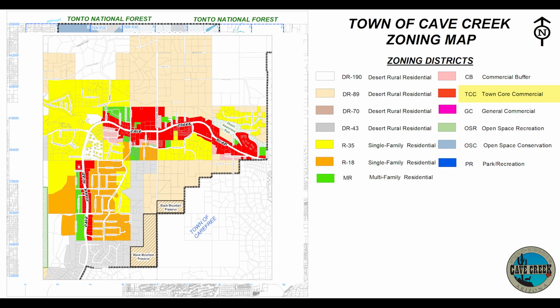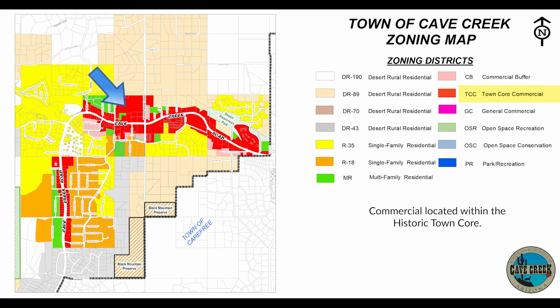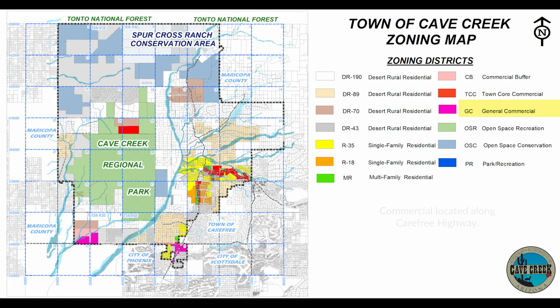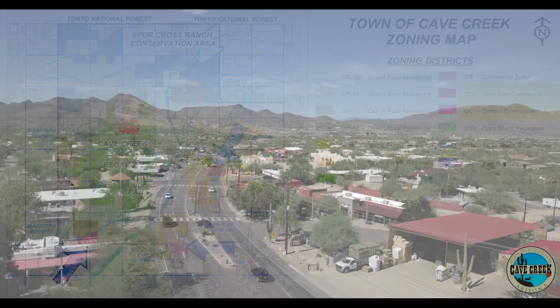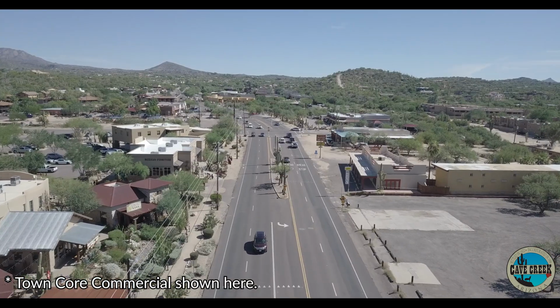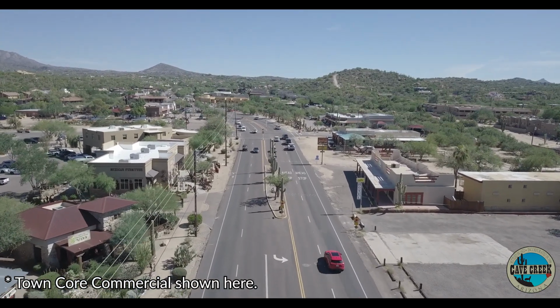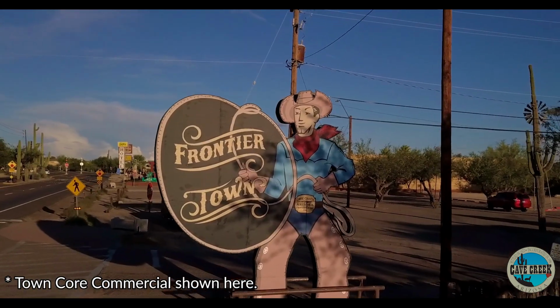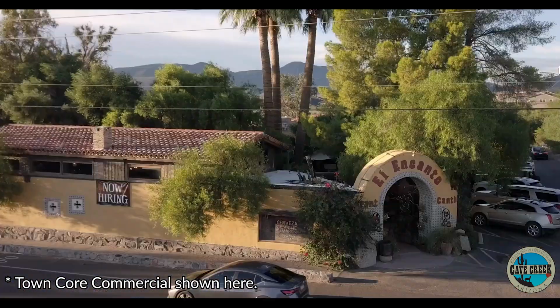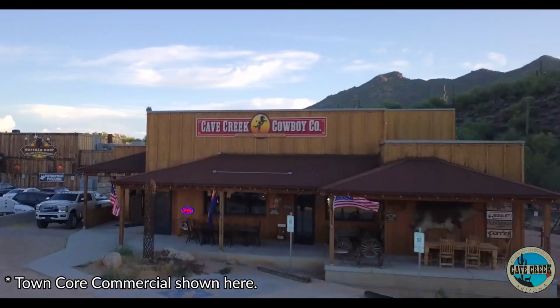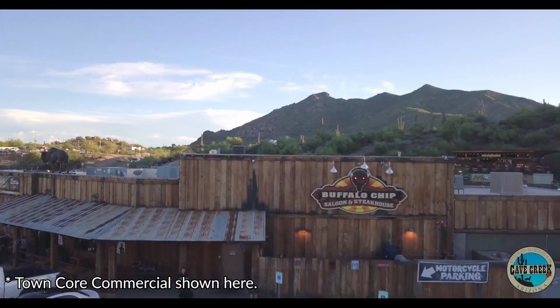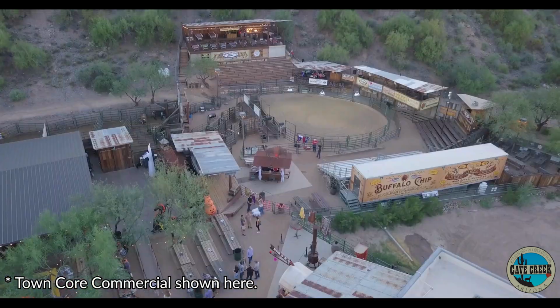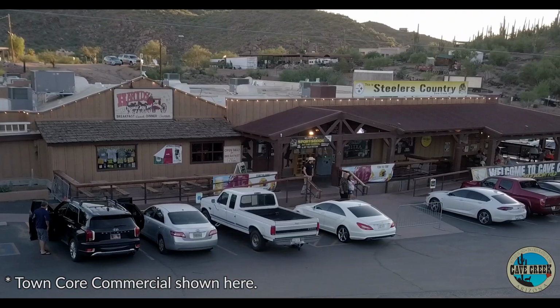TCC in red means town core commercial, as it's located within the historic town core. GC in purple means general commercial, and is located along Carefree Highway. Town core and general commercial are similar, but both allow for different commercial uses. General commercial allows for more intensity in development, including being able to have drive-throughs, but cannot have residential uses. Conversely, town core commercial doesn't allow drive-throughs, but mixed use is allowed, such as residential and commercial development.